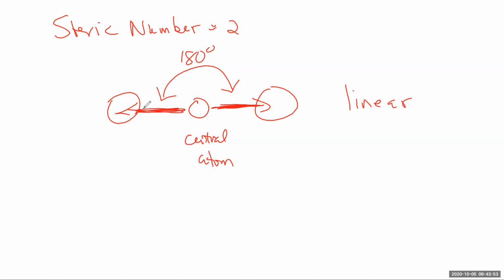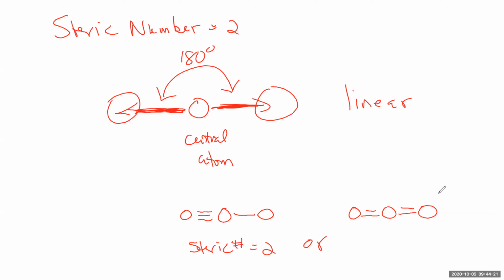So how can you get to a steric number of 2 while you're obeying the octet rule? I'm just going to draw a circle as an atom. So here's my atom. I could have one single bond to another atom and a triple bond to an atom. That's one way to get a steric number of 2. Or I could have a double bond and a double bond. I'm not implying those are oxygens, they're just atoms. And so either way, my steric number is 2.